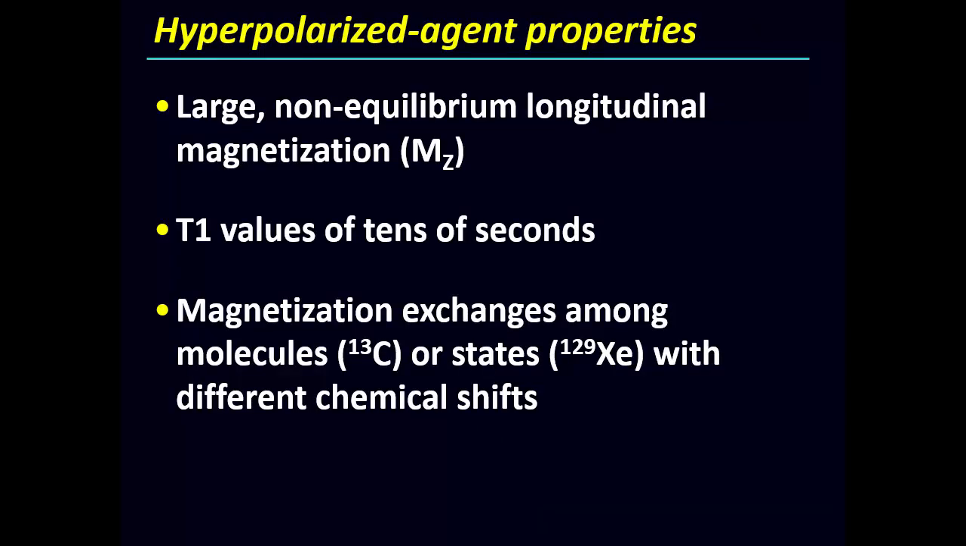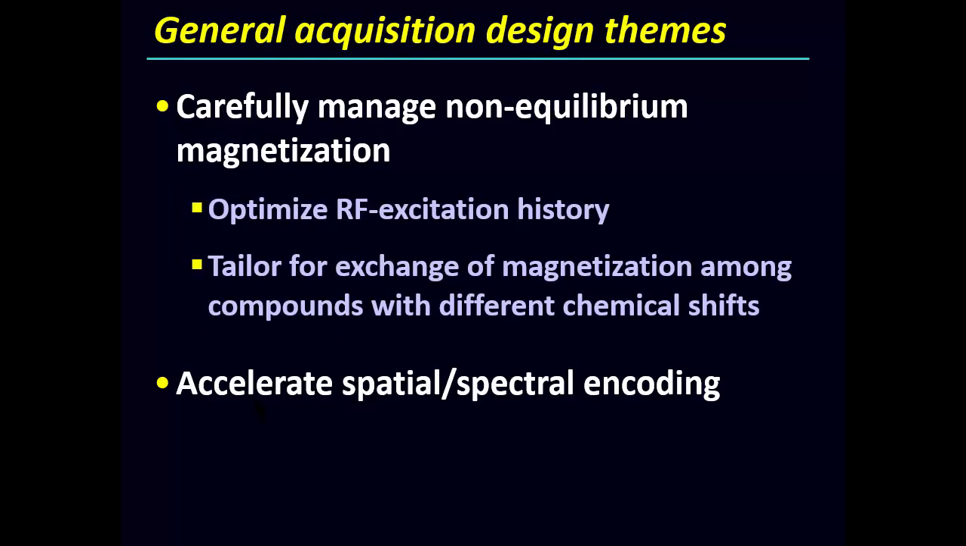If we consider these properties together with the fact that for most of the agents we use, the T1 values are on the order of tens of seconds, and we can have magnetization that's exchanging among molecules in the case of carbon-13, or in other hyperpolarized applications like xenon-129, among binding states that have much different chemical shifts, considering all these properties together leads to a couple general design themes for hyperpolarized acquisitions.